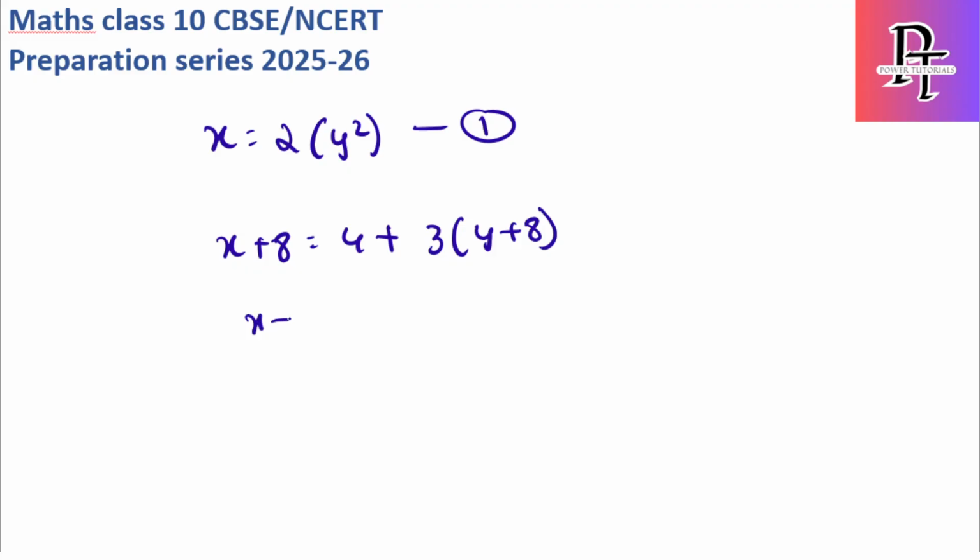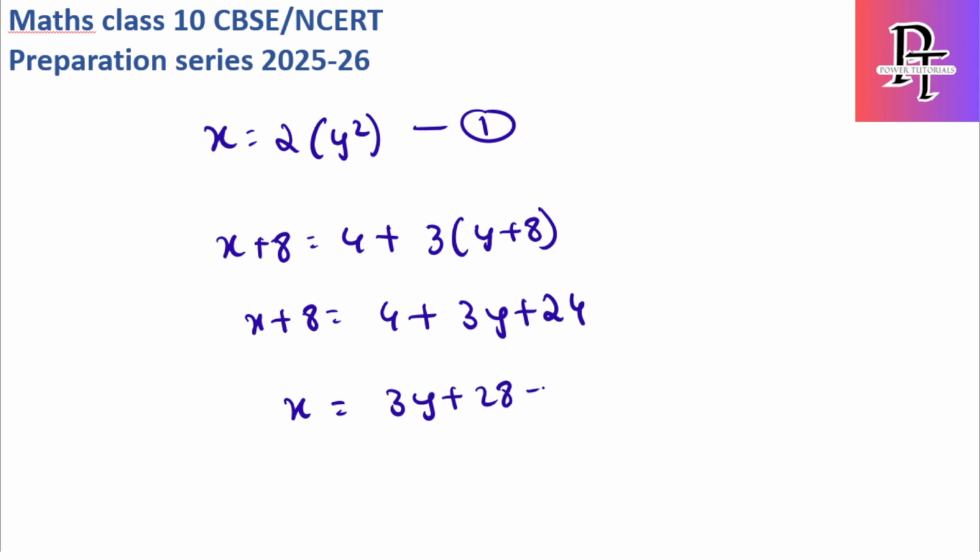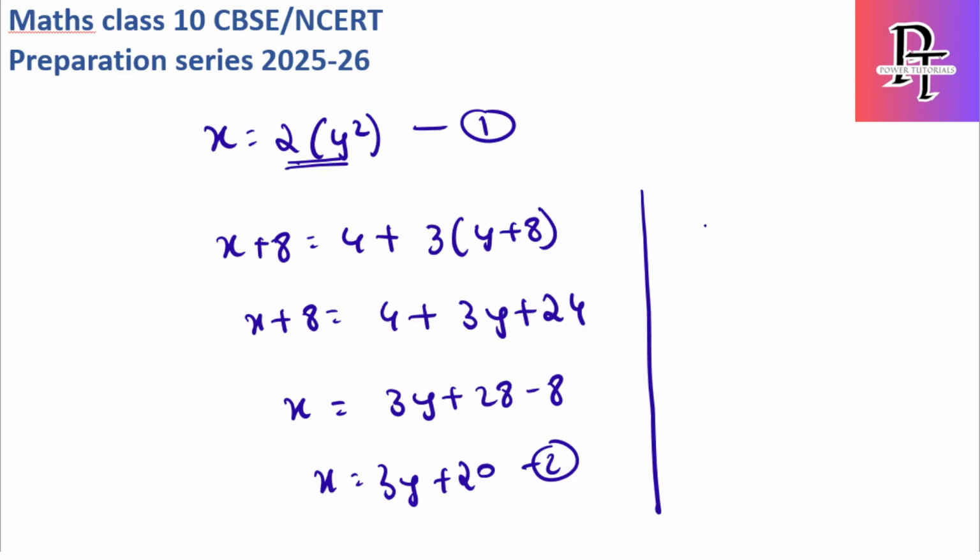Okay, so let's expand this. x + 8 is equal to 4 + 3y + 24. So this becomes x is equal to 3y + 28 - 8. So x is equal to 3y + 20 is the second equation. But what is the x value from 1? x is equal to 2y². So I'll write it here. From 1, x is equal to 2y². So substitute here. 2y² is equal to 3y + 20.